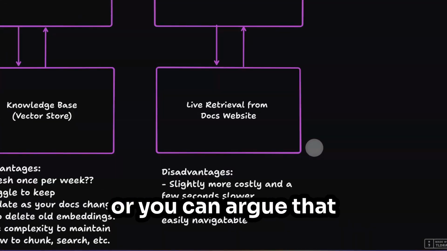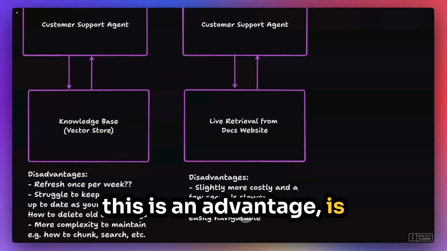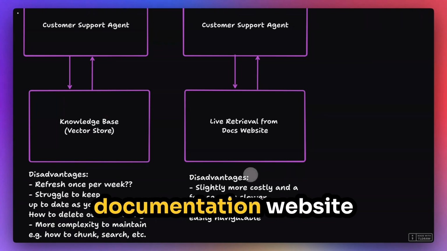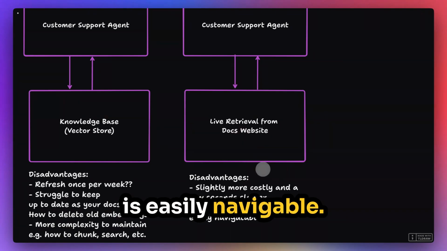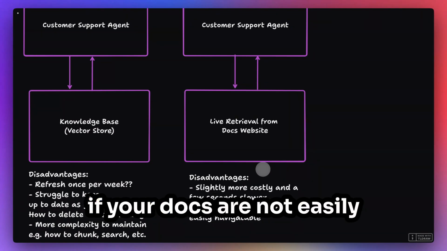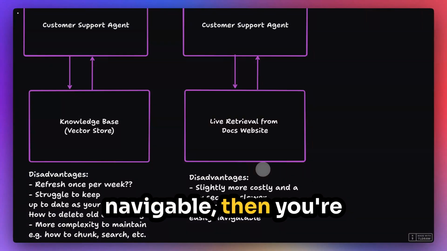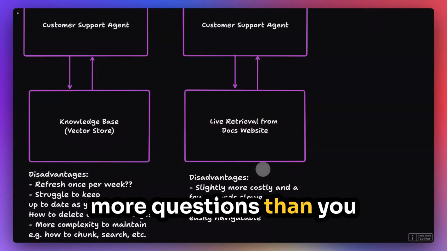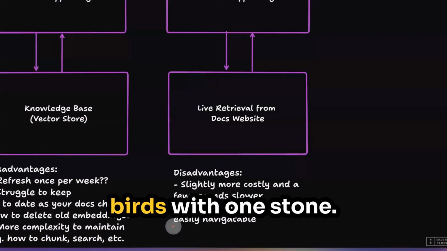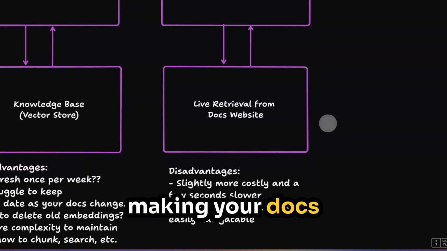Now, the other downside, or you can argue that this is an advantage, is that for the AI agent to be able to find the relevant information, you need to make sure that your documentation website is easily navigable. I actually say that this is a positive because if your docs are not easily navigable, then you're already getting a lot more questions than you should because your customers can't find what they're looking for. So really, this is just two birds with one stone. You should be making your docs easy to navigate.